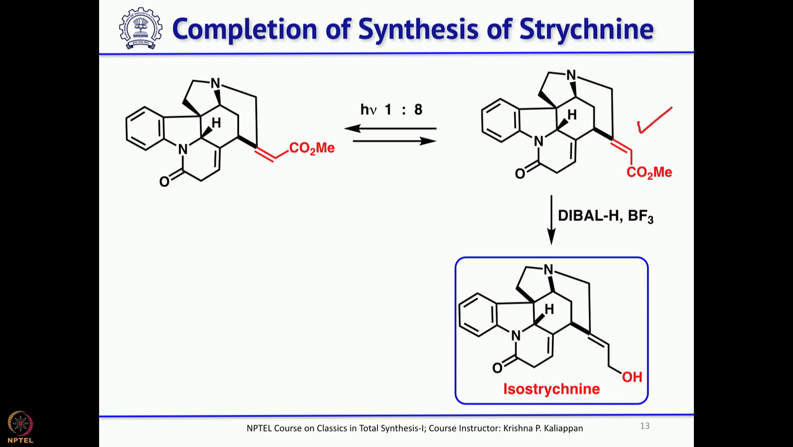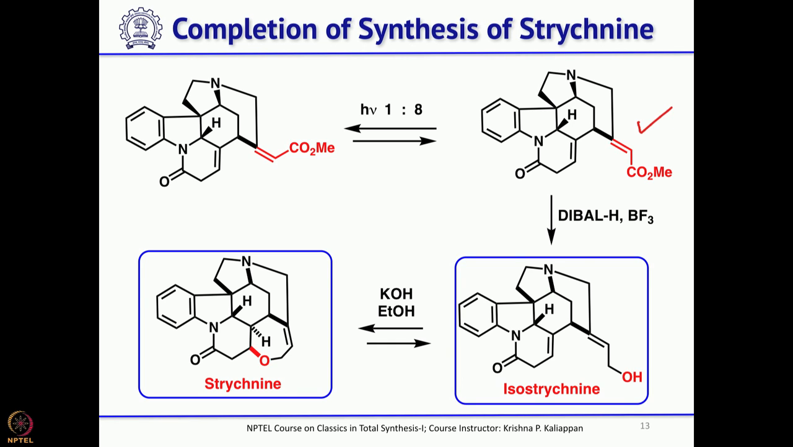As you know, isostrychnine has been converted into strychnine in one step by treatment with base. The base first will isomerize the double bond here, followed by oxa-Michael addition, and you will get strychnine. So this was a very simple, straightforward synthesis. However, the key steps were one, the aza-Cope 3,3-sigmatropic rearrangement, and another, the Mannich reaction.